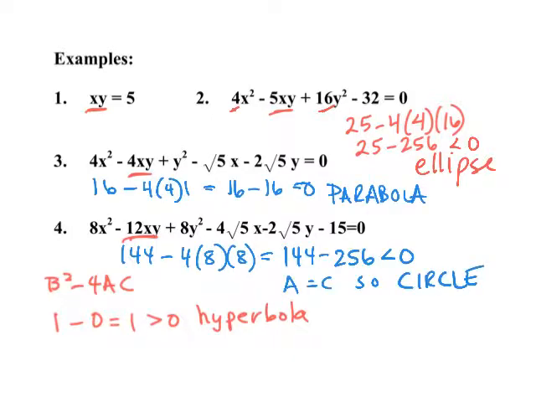All right, and here are your answers. Number 3, b squared minus 4ac ends up being 0, so you have a parabola. And in number 4, b squared minus 4ac ends up being negative. It's 144 minus 256, which is less than 0, which makes you think an ellipse or a circle. But because a is 8 and c is 8, they are the same value, so it's a circle. That is it for our lessons in conic sections.